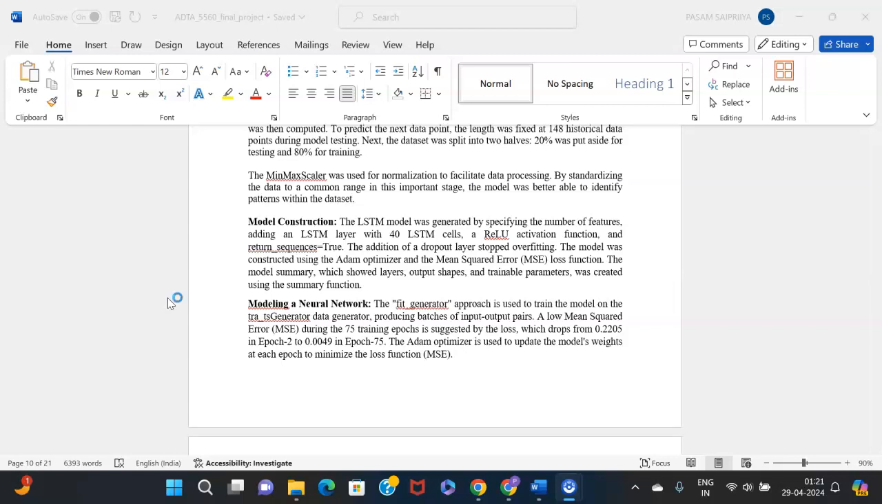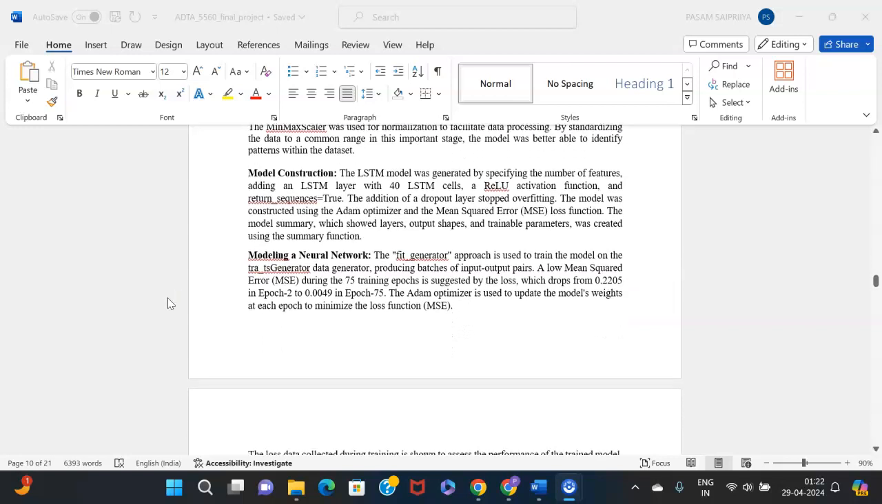Model construction. The LSTM model was generated by specifying the number of features and adding an LSTM layer with 40 LSTM cells, the ReLU activation function, and return sequences equal to true. The addition of a dropout layer stopped overfitting. The model was constructed using the Adam optimizer and the mean squared error loss function. The model summary, which showed layers, output shapes, and trainable parameters, was created using the summary function.